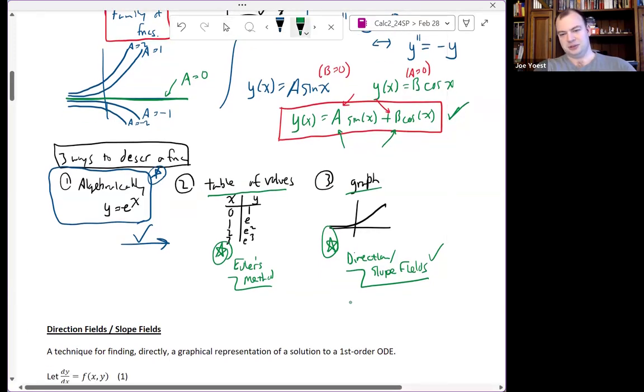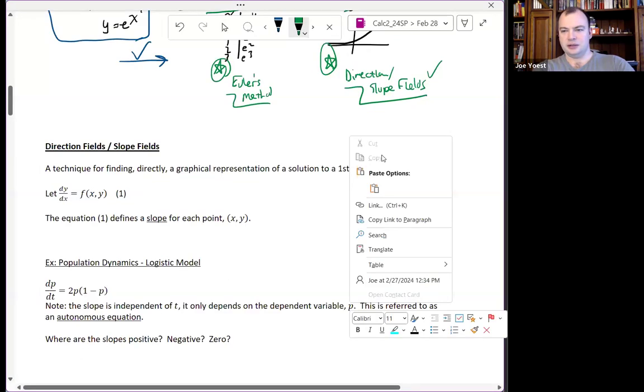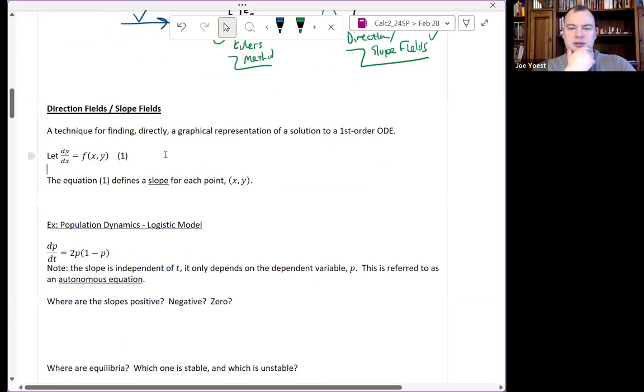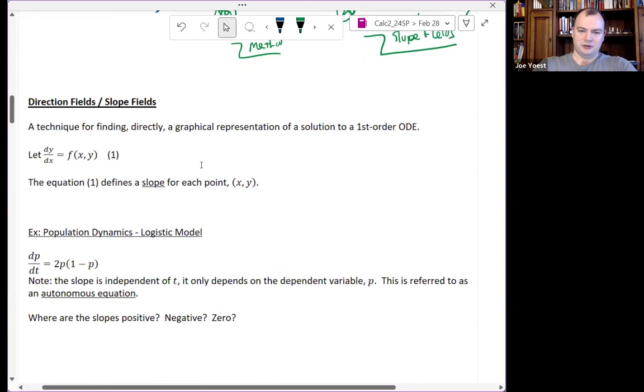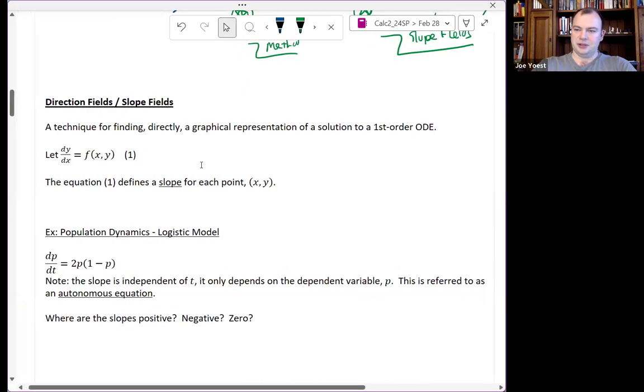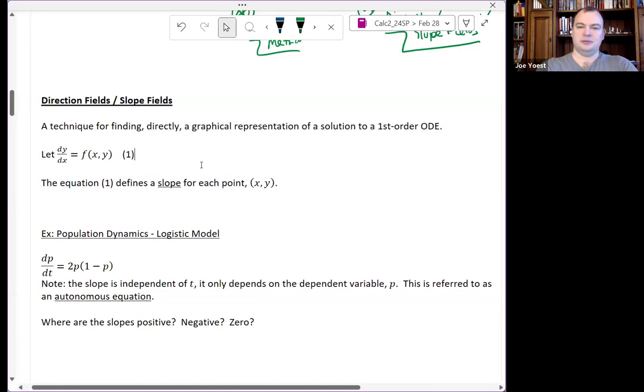Okay, so moving on. So let's suppose we have a first order ordinary differential equation, or just differential equation. Let me zoom in just a little bit here. If you're on a small screen, make it a little easier to read.